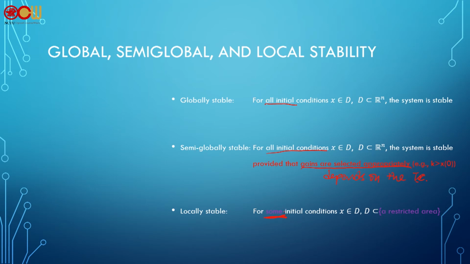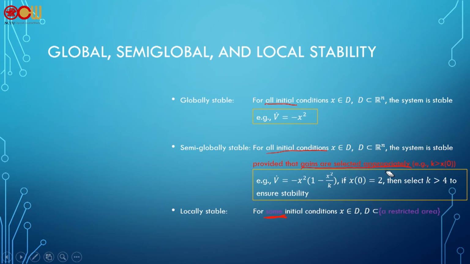So for example, for global stability, if you find a V and you find your V dot after you substitute your closed-loop dynamics, you have this V dot, which means what? For any x, no matter what x is, this V dot is always negative definite, right? Because no matter where x is, V dot is negative, so it's always stable. So it's global stability.